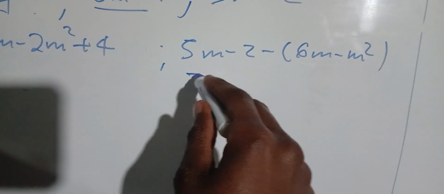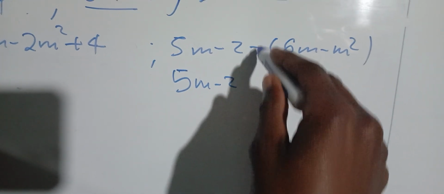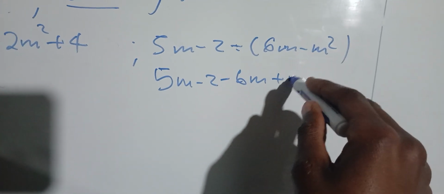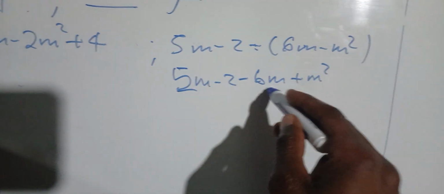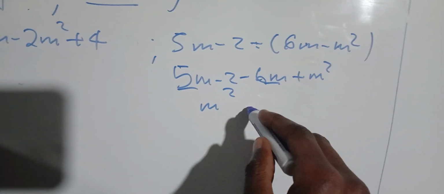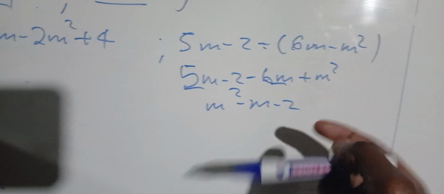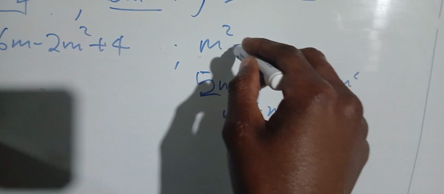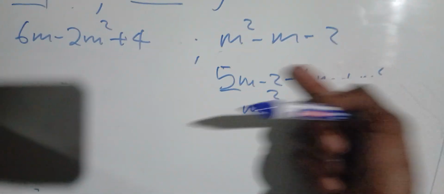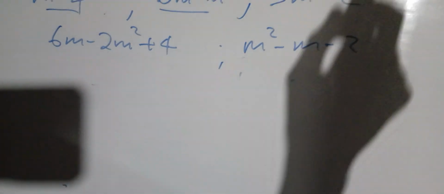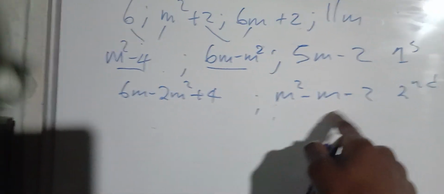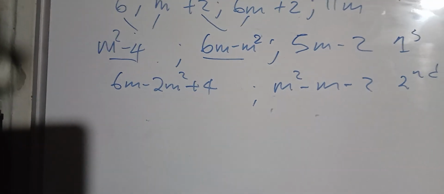And then now I will have this part, 5m minus 2 minus 6m plus m squared. So this and that, I'm going to end up having m squared minus m minus 2. So I'm going to write it here: m squared minus m minus 2. So now this is my second difference. This is the sequence first difference, and this is going to be my second difference.